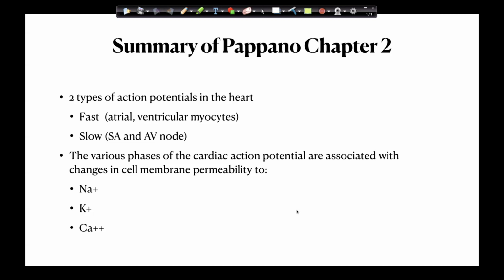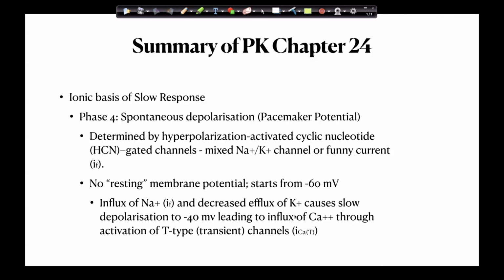Now, what I'm going to do next is summarize Power and Kam. Within the summary of Power and Kam, I'm just going to add little tidbits of information from Pappano to supplement it. So the summary of Power and Kam, chapter 24, the ionic basis of the slow response. So that is phase 4.